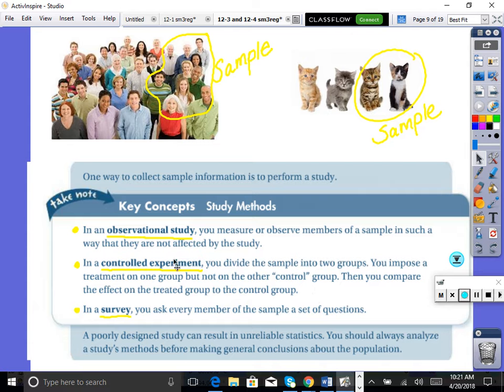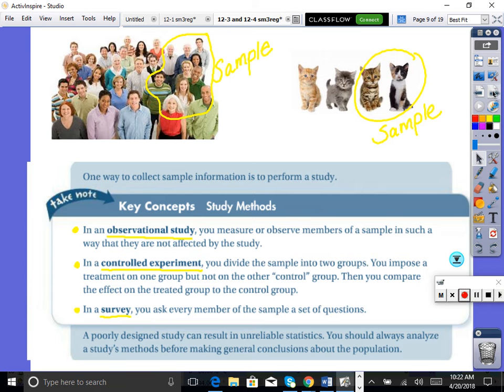So you divide the sample into two groups, and you impose a treatment, and then compare the answers. Okay. A survey is when you ask every member of the sample a set of questions. Now, everybody gets confused with this. They think a survey is asking every member of the population. No, it's just asking everybody in the sample the same set of questions. We're doing the same thing to all of them. Does that make sense?